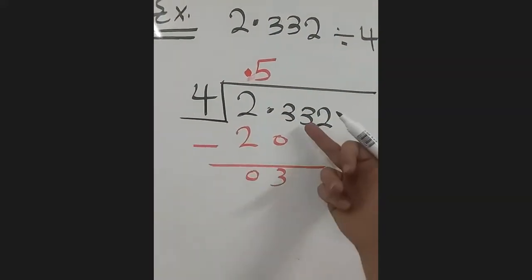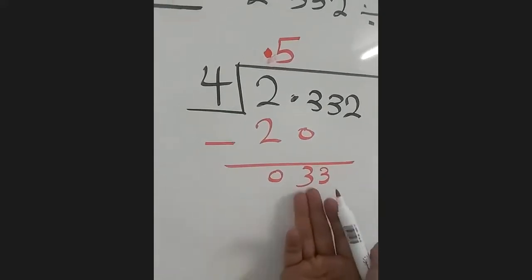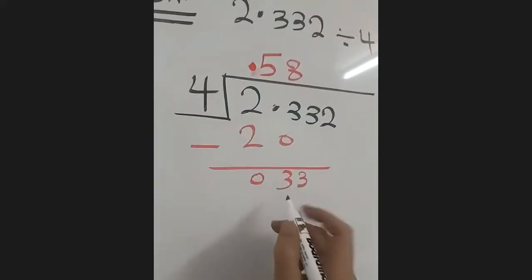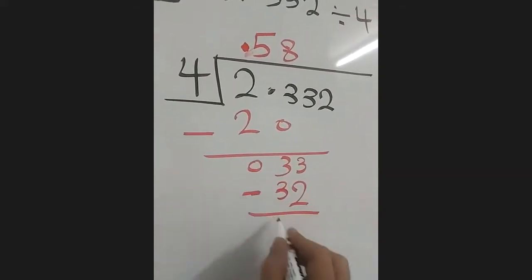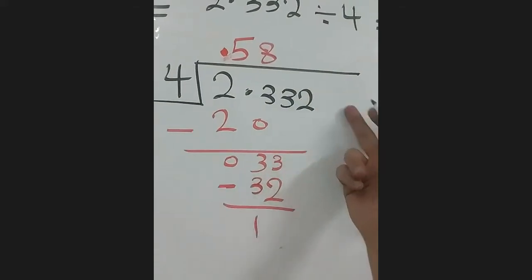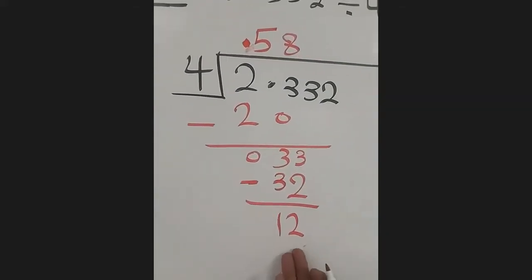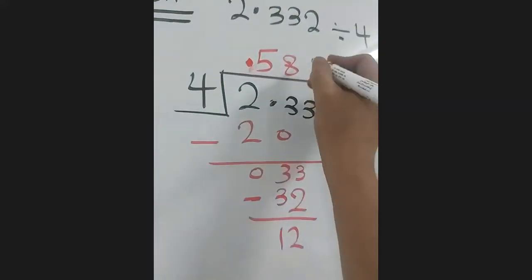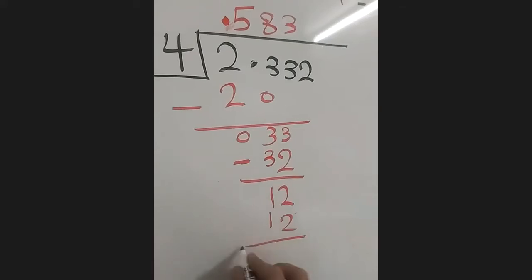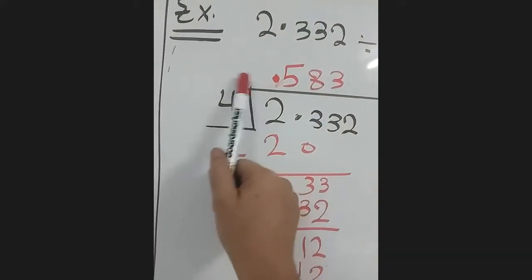Now the next step, I will get the 3 down. 33. Now 33 divided by 4 is 8. 8 multiplied by 4 is 32. Subtract. 33 minus 32 is 1. Now I'll get the last number down, which is a 2. It will be 12. Now 12 divided by 4 is 3. 3 multiplied by 4 is 12. Subtract, 0.